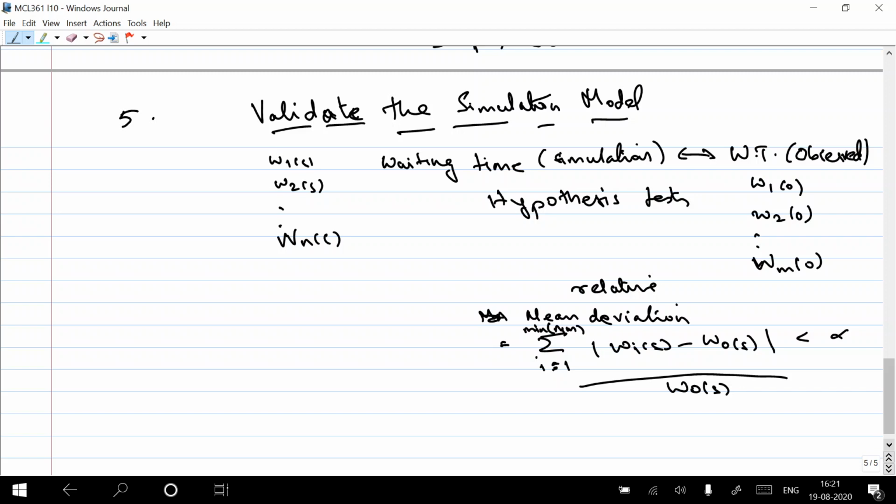What if you don't have this? What if you're not able to collect observed data for the outcomes of interest? What you have to do is take your model and present it to the stakeholders. You have to tell them, look, this is what is happening, this is what my simulation model is generating. Do these outcomes look reasonable to you? Do they make sense to you? Then they may say, yes, this makes sense, or this particular thing does not make sense, maybe this particular logic is not right.